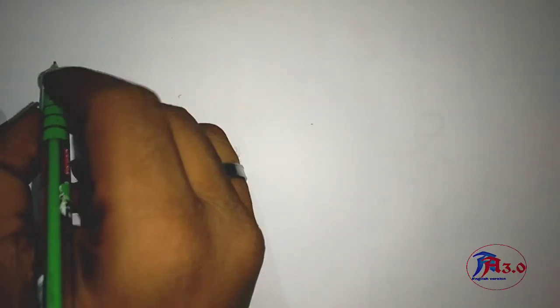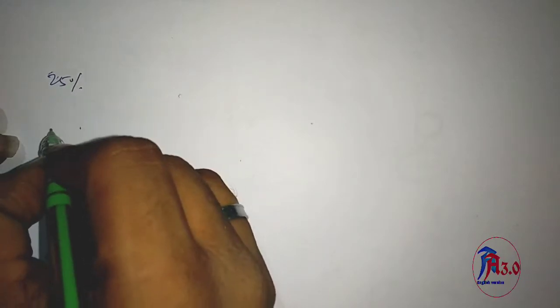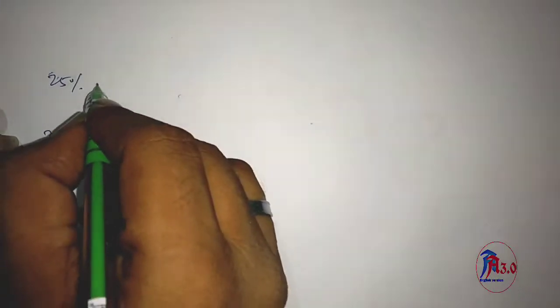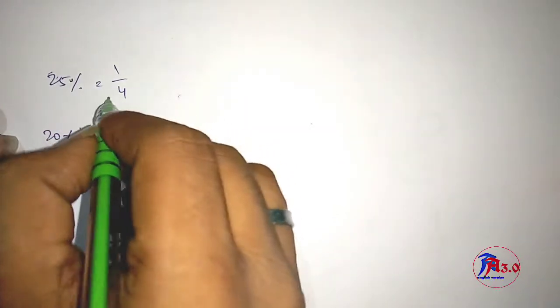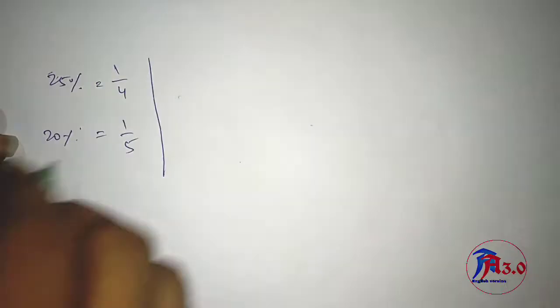He may ask one of the terms from these 3. Let us solve 3 types of questions in one question. So here I am taking the percentage values, which are 25% and 20% given in the question. So 25% in fractions is 1 by 4, and 20% is 1 by 5.